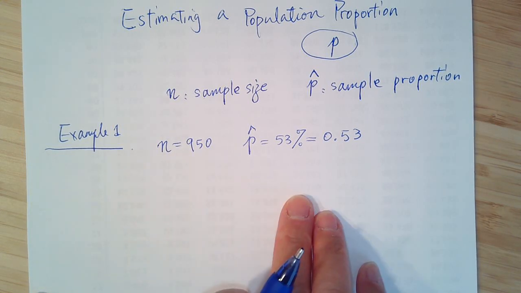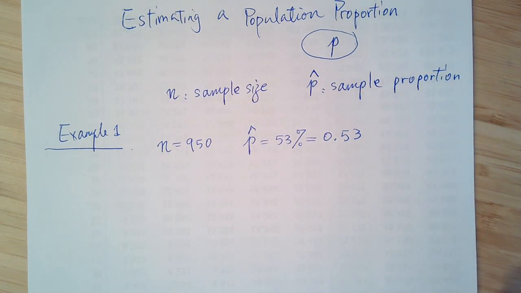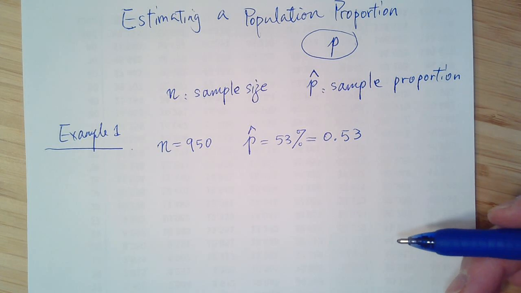Based on this result, can you find the best point estimate of the population proportion? Or you say, what's the best point estimate of the proportion of all undergraduate college students who take online courses? Find the population proportion, or get a good estimate of the population proportion.